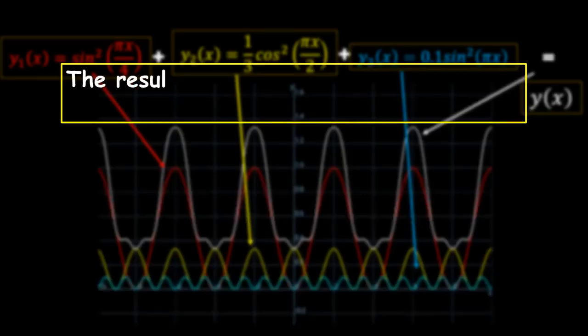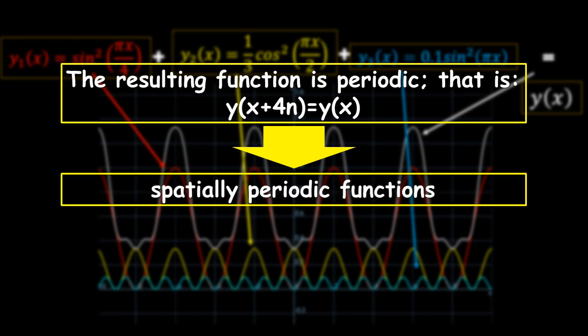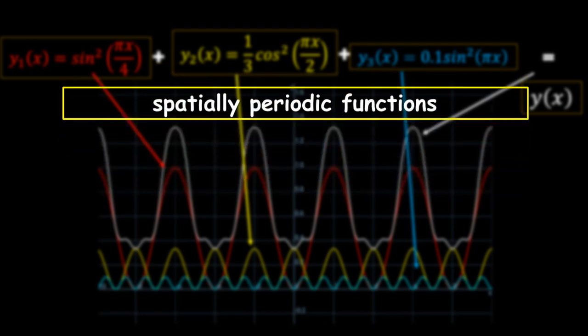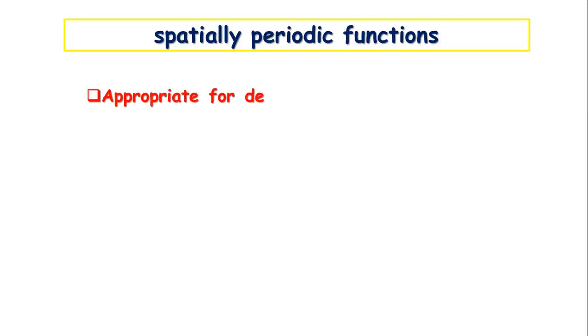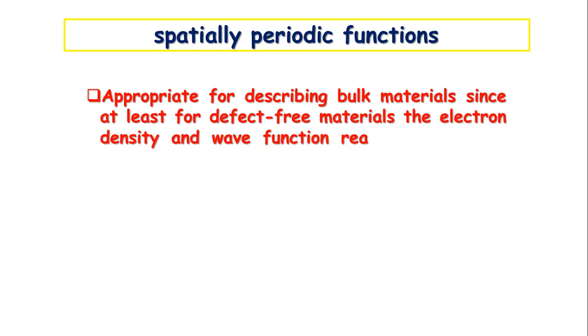The resulting final function is periodic, that is, y(x + 4n) = y(x) for any integer n. These are called spatially extended functions, more precisely, spatially periodic functions. This type of function is useful for describing bulk materials, since, at least for defect-free materials, the electron density and the wave function really are spatially periodic.